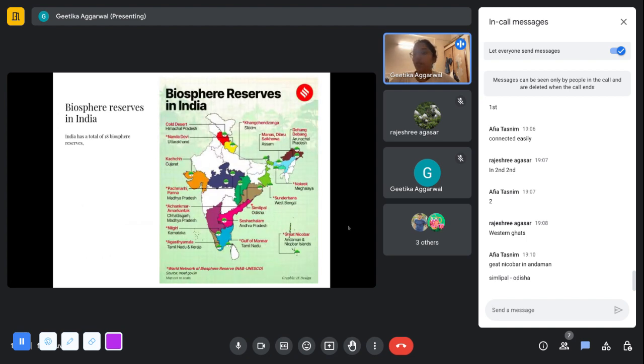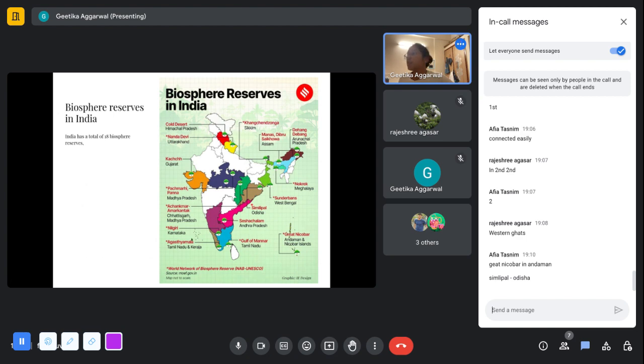This is a map of the various biosphere reserves that are found in India. The ones that are star marked are recognized by the World Network of Biosphere Reserves. Otherwise, we have these 18. We have the cold desert in Himachal Pradesh, Nanda Devi in Uttarakhand, Kanchenjunga, as we discussed, in Sikkim, Manas and Dibru-Saikhowa in Assam, Dehang-Debang in Arunachal Pradesh, Nokrek, as we discussed, in Meghalaya, Sundarbans in West Bengal, Simlipal in Odisha.